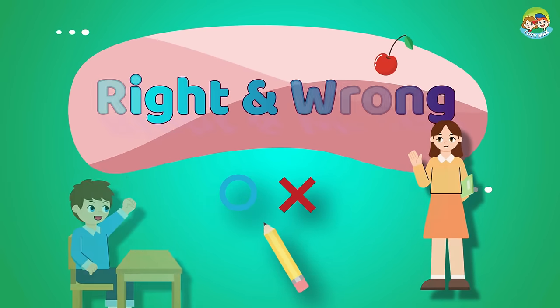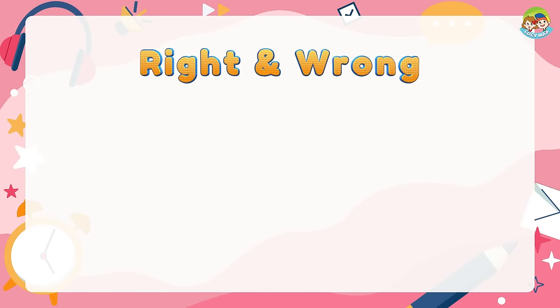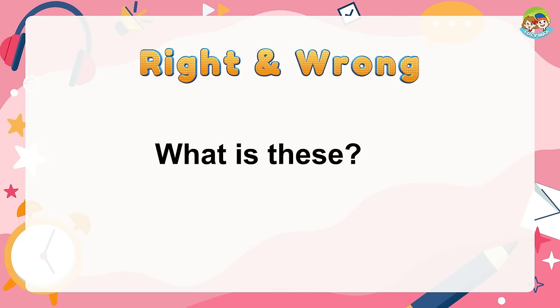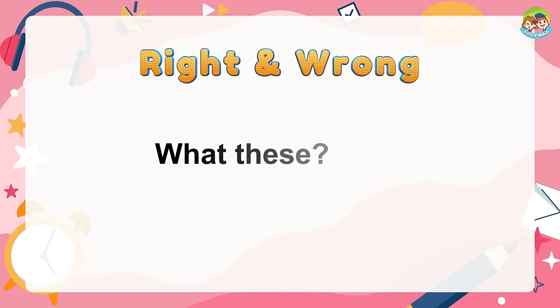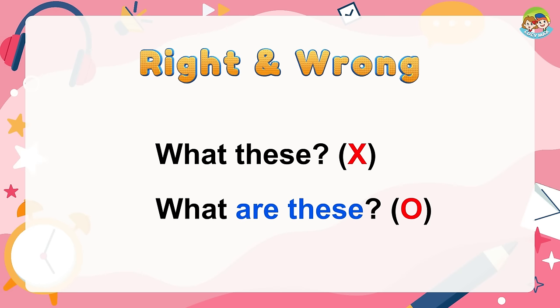Right and wrong. Now let's look at the right and wrong section. What is these? These is plural. So we use are with these. What are these? The next one. What these? When we use the word what, we need a be verb. These is plural, so we use the be verb are. What are these?